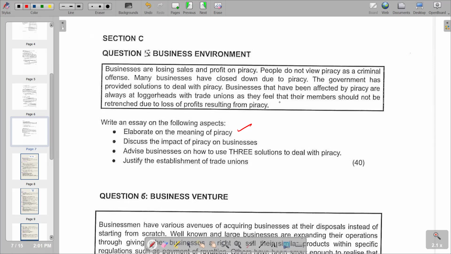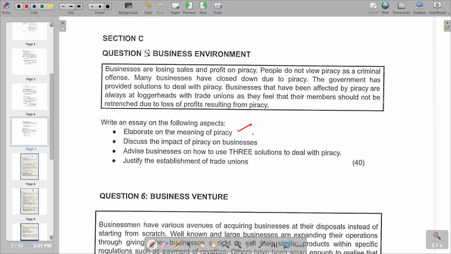Products associated with piracy, you can give examples of computer software, DVDs, CDs, etc. And we can also try to explain further on piracy and the use of a trademark that has been registered by another company. So the use of a trademark that has been registered by another company is also part of piracy. That is in your introduction, but we are more concerned about the main part according to this video, whereby we are going to start on discussing the impact of piracy on businesses.